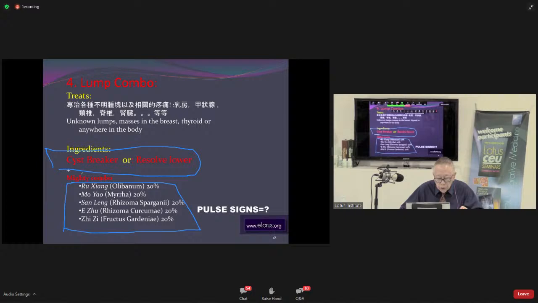To put this and this together is a very, very strong bulldozer. It will clear all the things, including cancers and all that stuff. I use it quite a bit. 乳香没药 is for pain. 三棱莪术, this is the mighty combo, and 栀子 is for inflammation and swollen tissues too. So you can put them all together for lumps and masses in the breast, thyroid, or anywhere in the body.